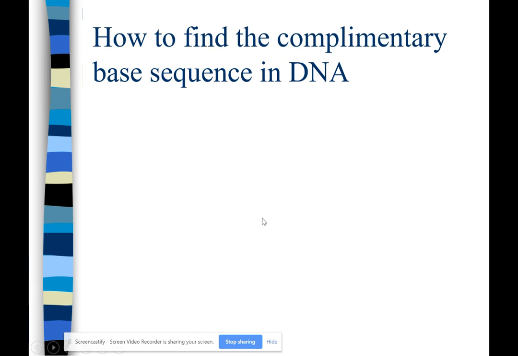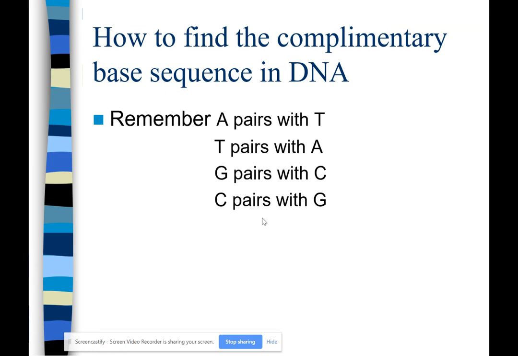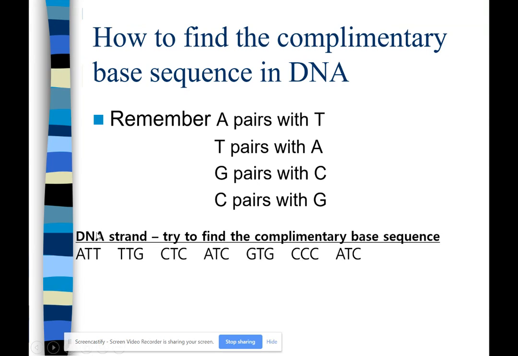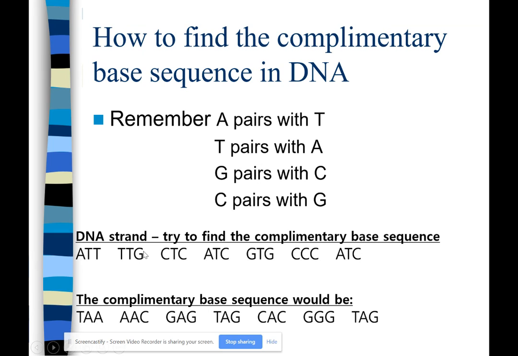Sorry about that. How to find the complementary base sequence in DNA. So A always goes with T, T always goes with A, G always goes with C, C always goes with G. So if you had to find the complementary base sequence, remember we put them in groups of 3. ATT, TTG, CTC, ATC, GTG, CCC, ATC. So what you would do is you would match up the A. What goes with A? T. What goes with T? A. What goes with T? A. So our first codon would say TAA, and then so on.